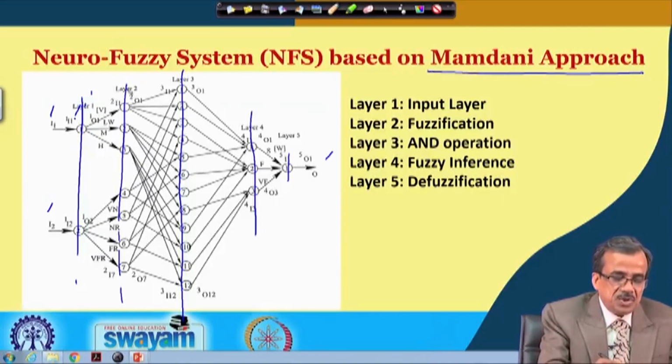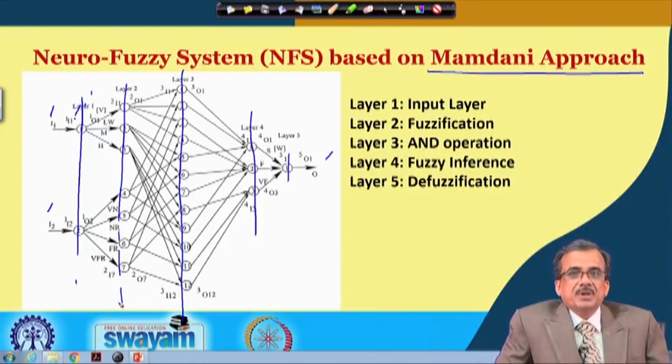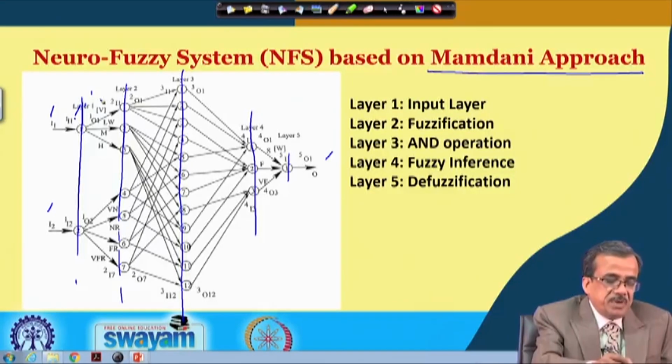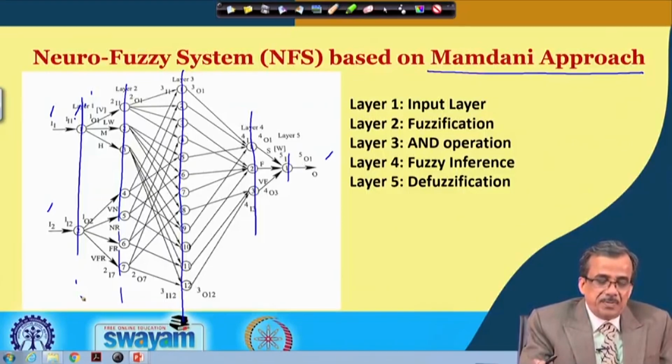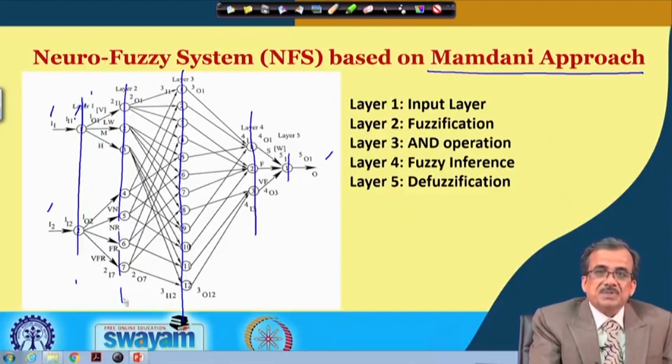So, the first layer is nothing but the input layer. Now, the second layer is the fuzzification layer. The purpose of fuzzification is to find out the normalized value corresponding to these inputs. Now, how to implement it, I am going to discuss in detail. Once you have got the fuzzified output, the outputs of layer 2 are nothing but the values of the memberships.